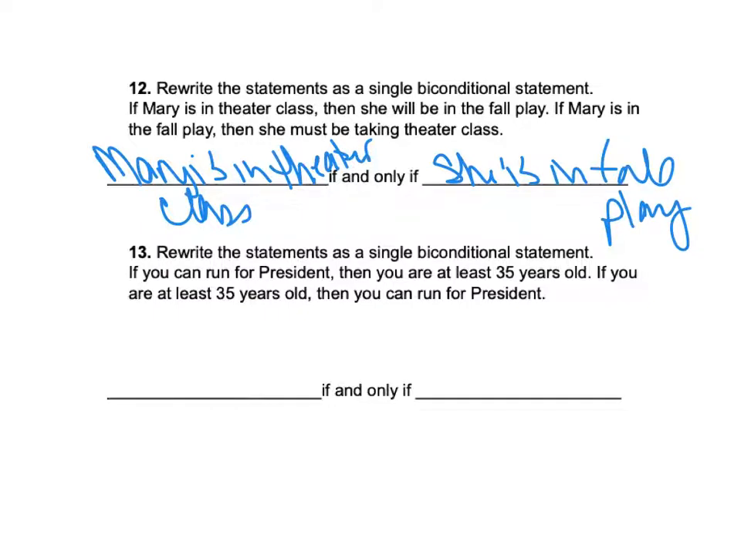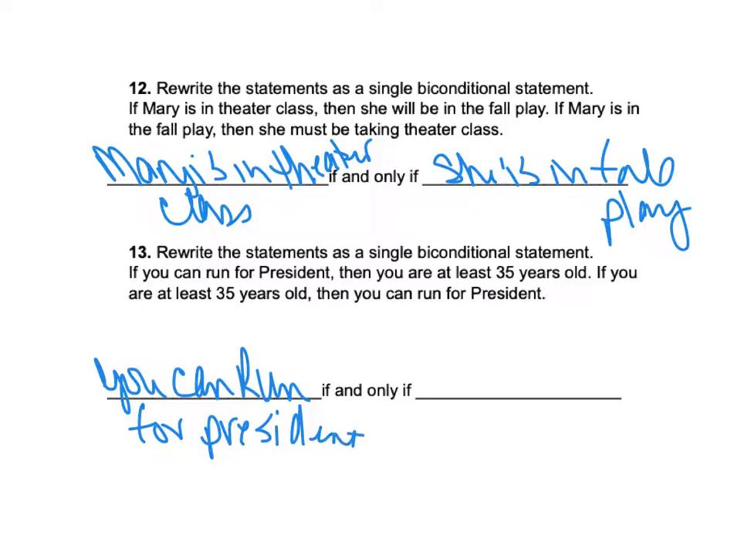It goes both ways. Rewrite the statements again: if you can run for president, then you're at least 35 years old. If you're at least 35 years old, then you can run for president. So we would say, you can run for president if and only if you are 35 years old. Again, it does not start with an if here. Okay, so that's how these biconditional statements work. You just have to think about how to word it so you have both parts, the conclusion and the hypothesis, on each side.